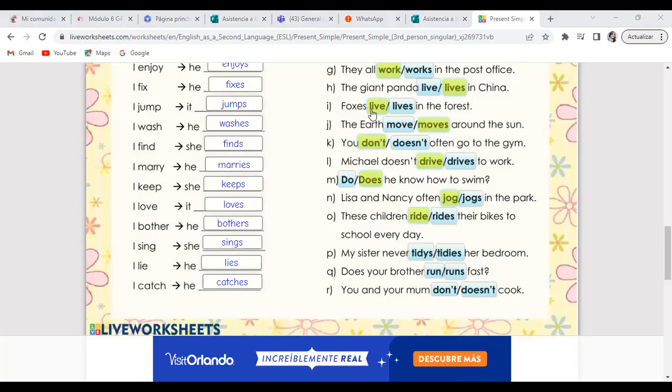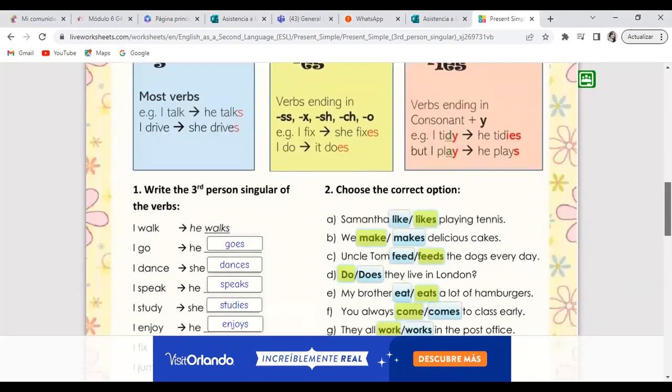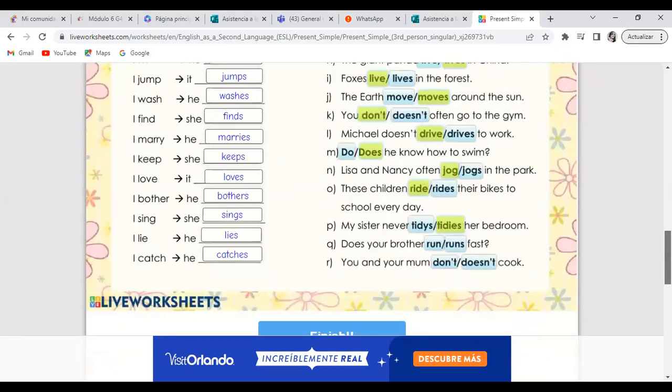My sister never tidies like in the first one or tidies like in the second one. What do you say? The first or the second, guys? Tidies the first? No, it's the second. Why? Because remember that tidy is like this. It's a verb that ends with Y, but before Y there is a consonant. So the Y changes for I, and we add ES. So we say, my sister never tidies her bedroom.